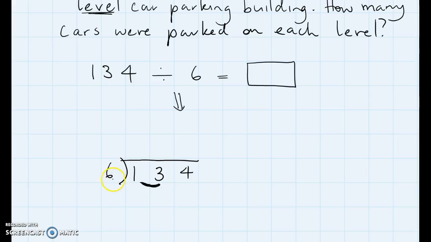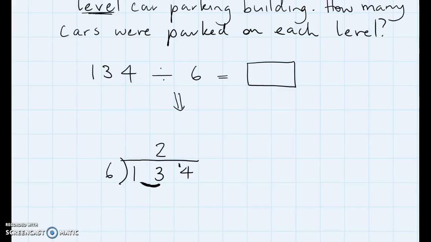How many times can 6 go into 13? Sorry, how many 6 can go into 13? We know 2, because 6 times 2 is 12. So we have to make sure we don't put our 2 on that side. That's wrong. Because it is now 13, we have to put our 2 on this side. So 2 times, because I know 6 times 2 is 12. And there is 1 left over. So put the 1 left over.